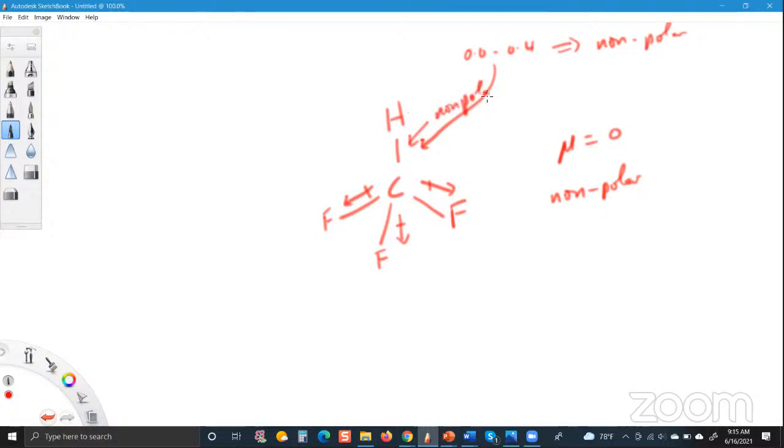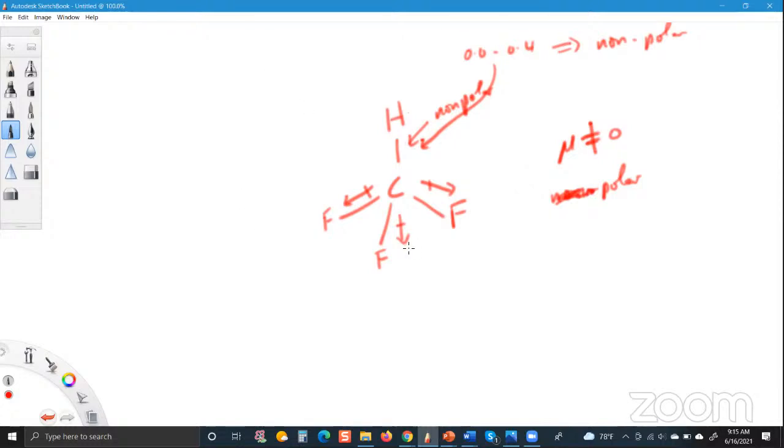And therefore, as a result, the net dipole moment would be a non-zero value, because the dipoles will not cancel out each other. This dipole is acting in that direction, that is acting down, that is acting this way, but you have no dipoles here. So the net dipole moment total will be a non-zero value, which means that the molecule, in this case, will be polar.